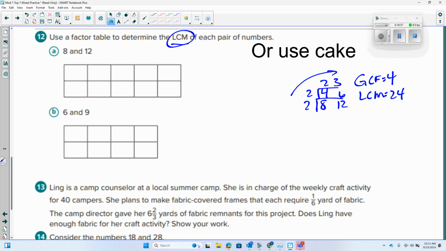6 and 9. Divide both of those by 3, which gives me a 2 and a 3. So my GCF is 3. My LCM is all of them: 3 times 3 is 9, times 2 is 18.